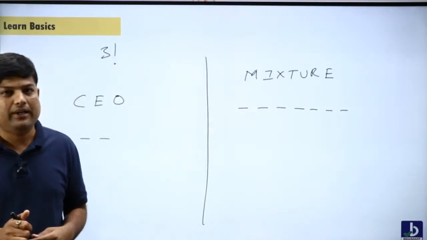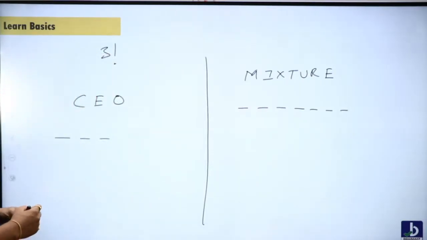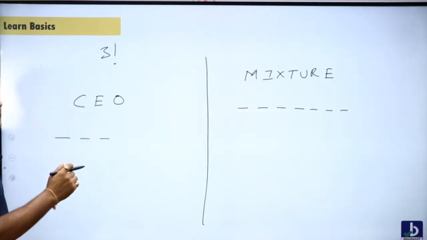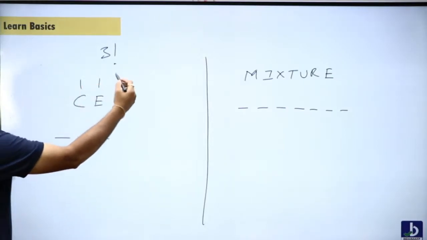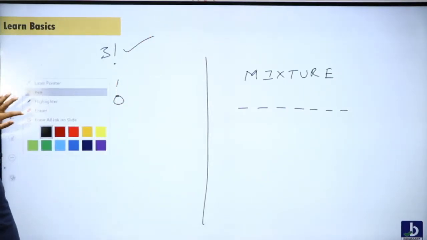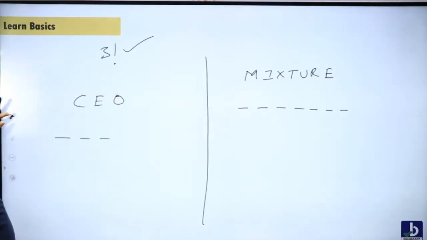So what to do now? Everybody have a look here. Whenever they say the vowels together, what to do now? Now tell me, how many people are standing? 3. 3 people, 3 places, 3 factorial. This is done. But whenever they say vowels together, you have to tell the vowels to be together.